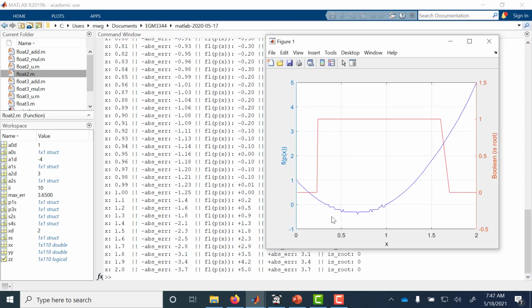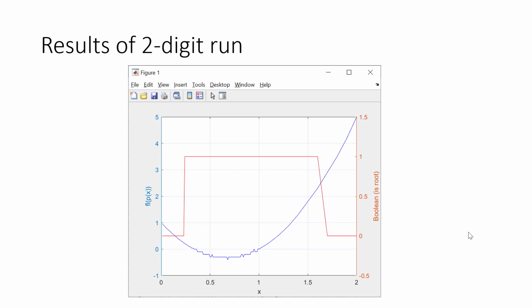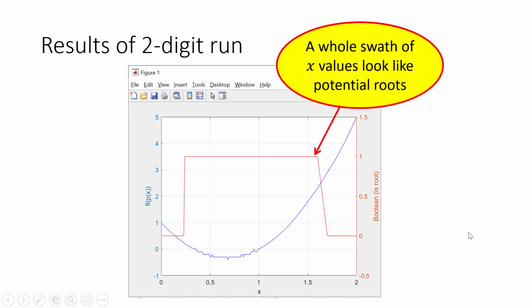Go back and look at that. Yeah, so the system just doesn't have enough resolution to really discriminate between the 1/3 root and the 1 root, and it treats it as though it was a double root. That's what it's looking like. So the 2-digit example here gives that whole swath that looks like potential roots, and we know it's a quadratic, so we're looking for 2 roots, and using this system, it starts to look like a double root because everything's close to 0 in this area.